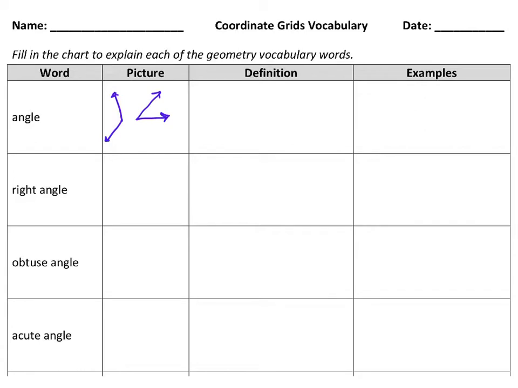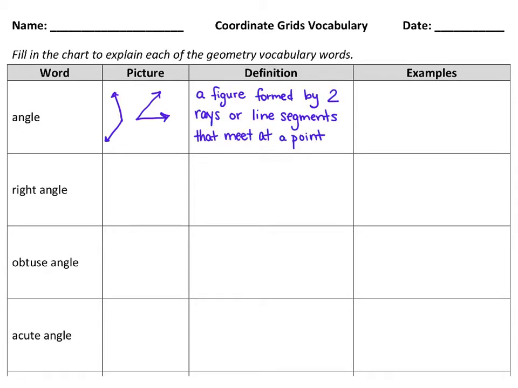Now we're going to write the definition of angle. So an angle is a figure formed by two rays or line segments that meet at a point. So pause the video, write that down.